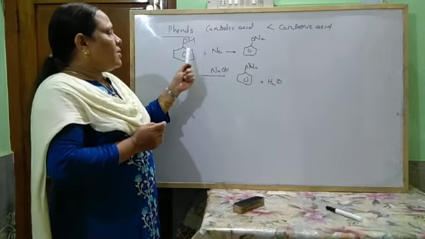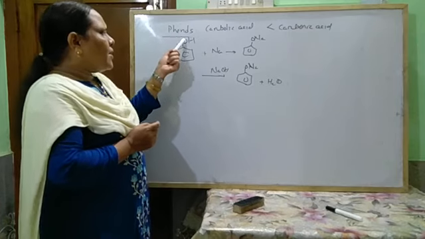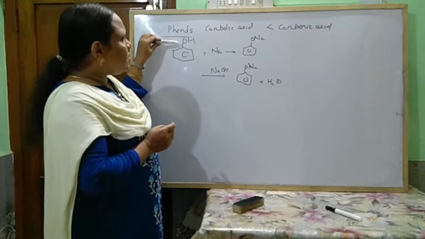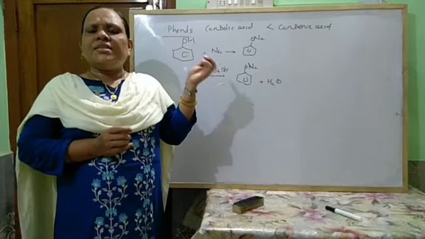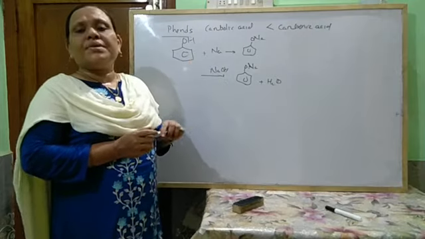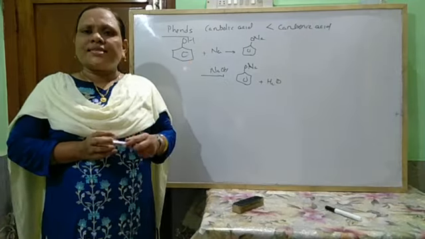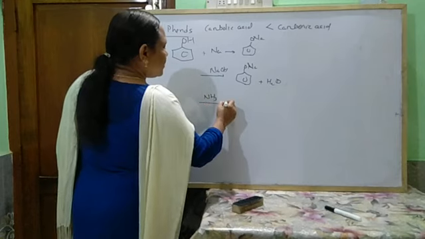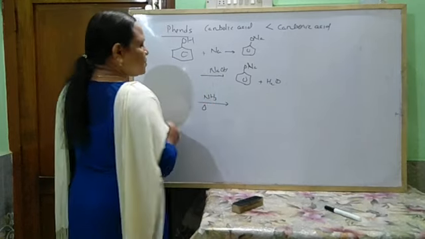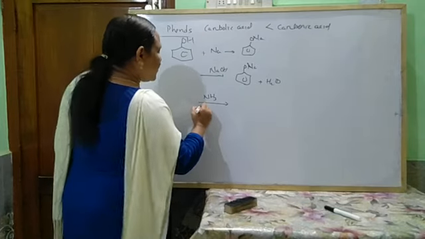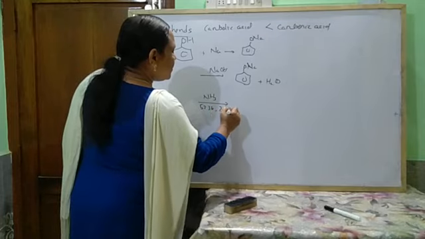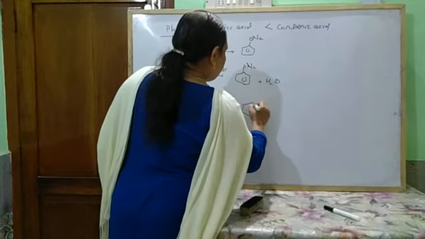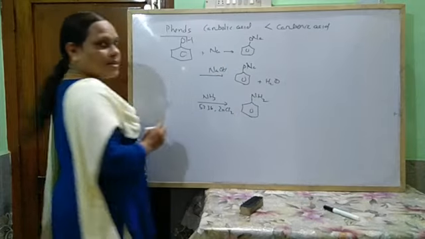Next, in phenol the C-O bond has some double bond character, so bond breaking does not take place here easily. Only in drastic conditions does bond breaking take place. Phenol does not undergo nucleophilic substitution reaction easily. However, when phenol is heated with ammonia at high temperature, about 523 Kelvin, in presence of ZnCl2, it undergoes nucleophilic substitution reaction to form aniline.